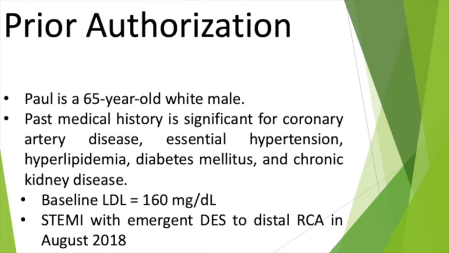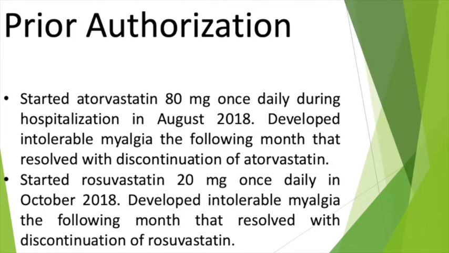At this point, he's considered high risk for clinical ASCVD, and the goal is to have his LDL less than 70 milligrams per deciliter. Paul started atorvastatin 80 milligrams once daily during his hospitalization in August 2018. He developed intolerable myalgia the following month that resolved with discontinuation of atorvastatin. He then started rosuvastatin 20 milligrams once daily in October 2018. He again developed intolerable myalgia the following month, and it resolved with discontinuation of the rosuvastatin.